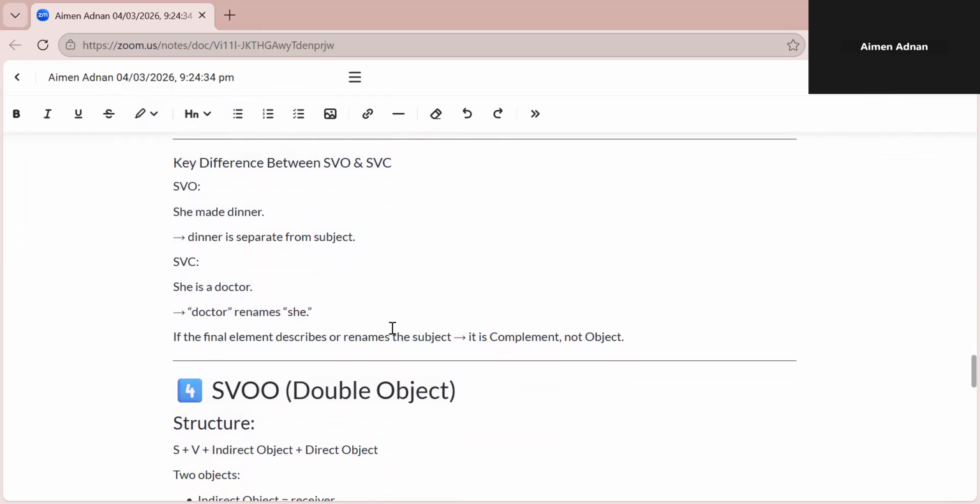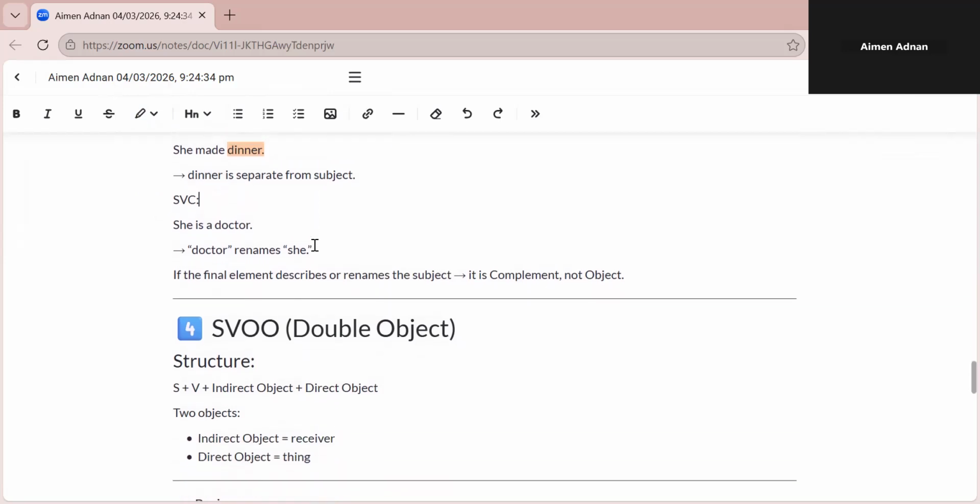Now look at this example. She made dinner. Now look at dinner. Do you think dinner is adding any comprehension or any meaning or any attributes or any personality trait of she? No, it is not. Dinner is a separate noun, it is a separate object, and it has nothing to do with your subject. And that is why dinner is an SVO structure. She made dinner is an SVO structure. It is not a complement, it is an object.